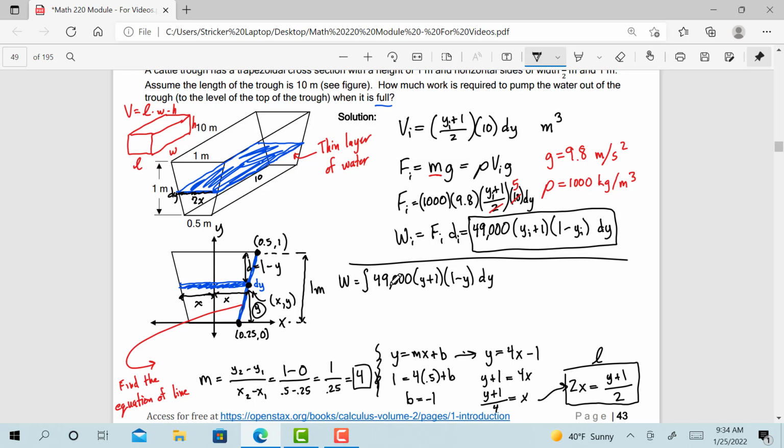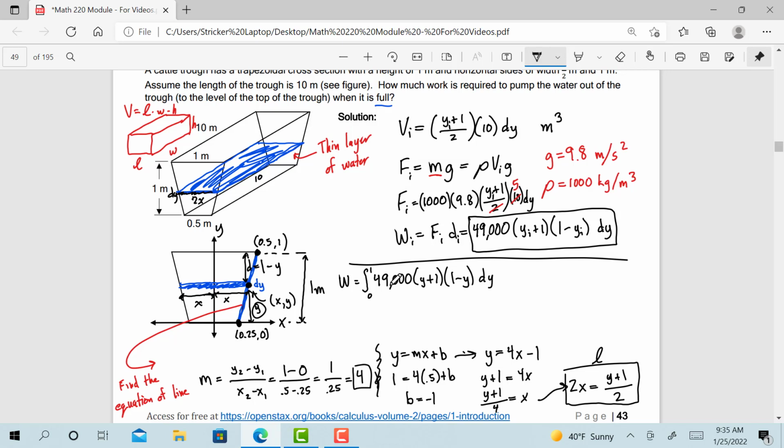And now what is y changing from? Because we're integrating with respect to y, and we know y represents the distance from the bottom of the trough up to the thin layer of water. So that thin layer of water can be all the way down at the bottom, and it's going to go all the way up to the top. So that range of values for y is going to go from 0 to 1 meter. And that's it. That's how we calculate the work.